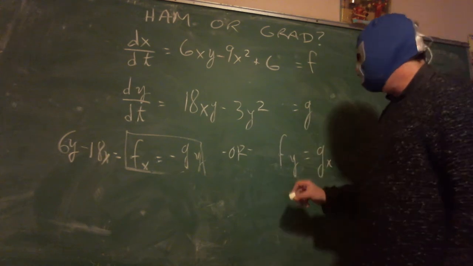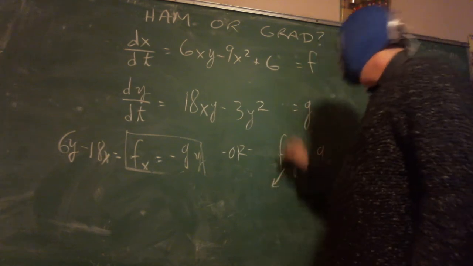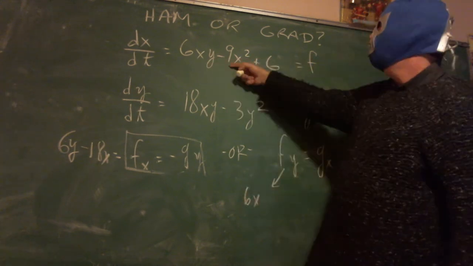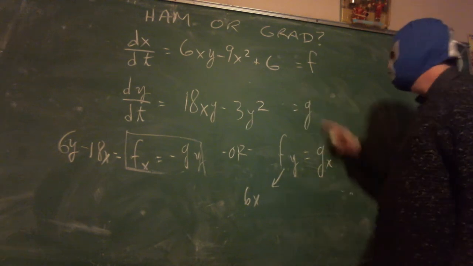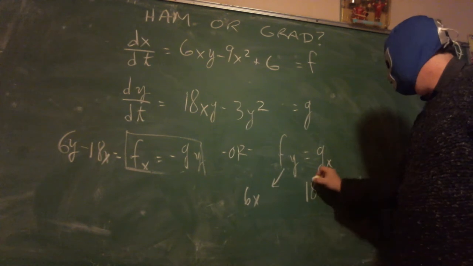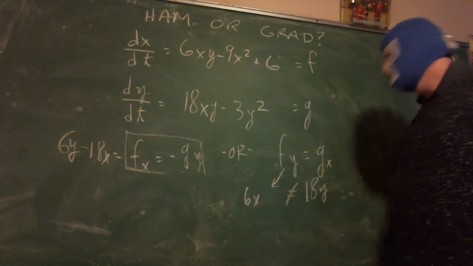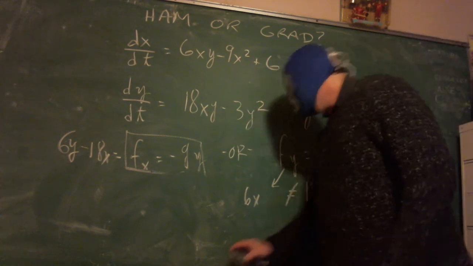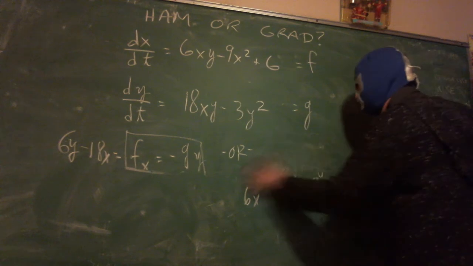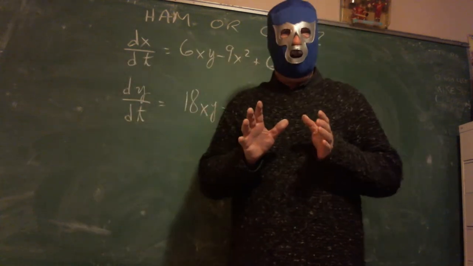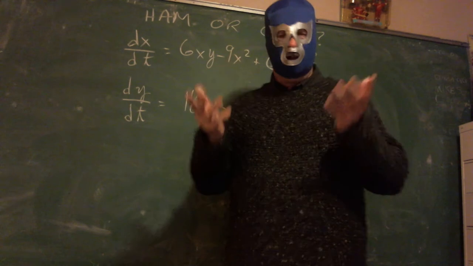So let's do partial of f with respect to y. Partial of f with respect to y is 6x minus nothing else. Partial of g with respect to x is going to be 18y. And these are not equal. So the system is not gradient. Well, now that we know it's Hamiltonian, we can solve. And Hamiltonian means we're really just solving for the h of xy whose level curves are solution curves.